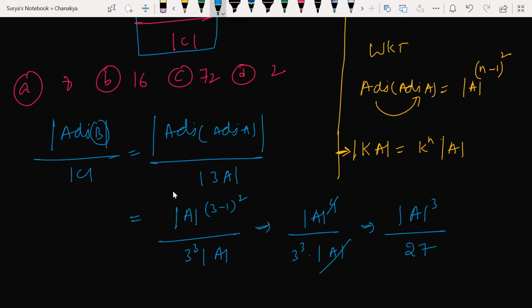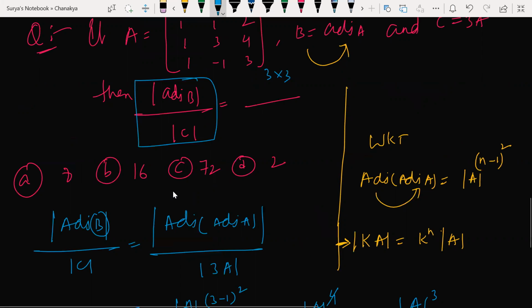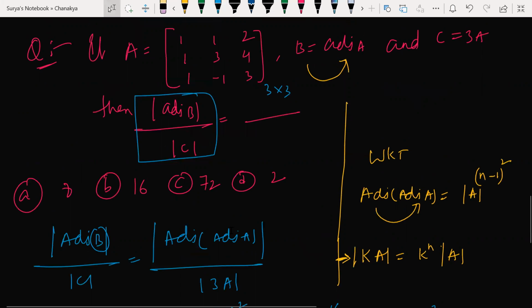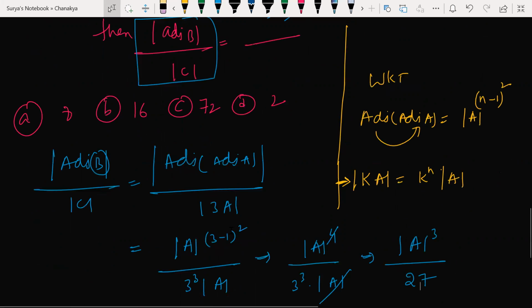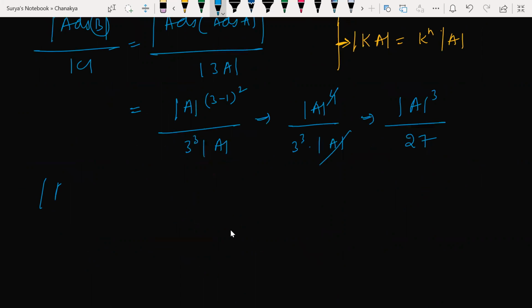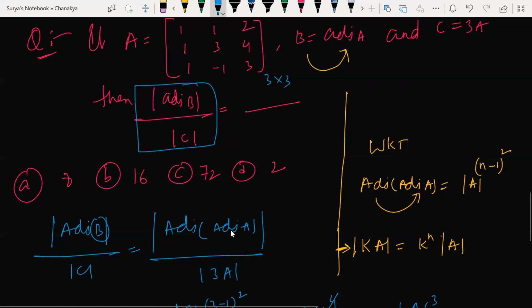Correct? So what he has given here, he's asking us to find the value, right? And how can I find out the value of this determinant of A now? Determinant of A is what? We have to find that out. Determinant of A, you have to find out.